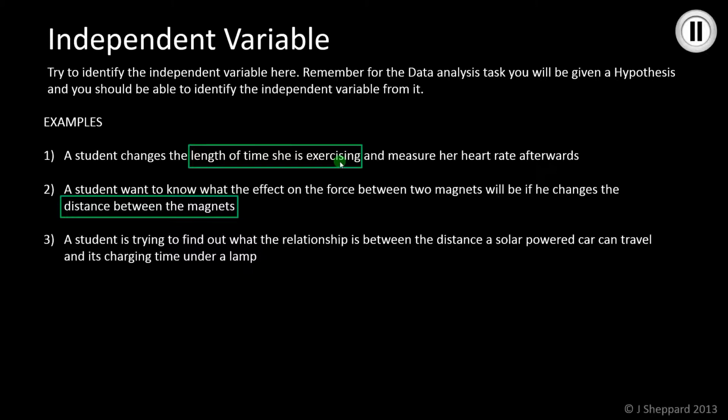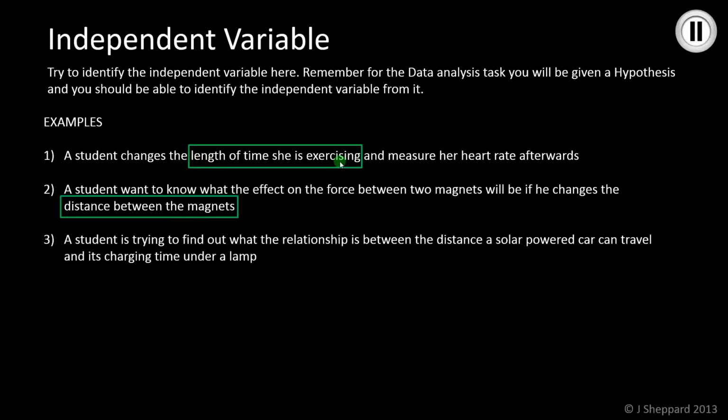And finally, a student is trying to find out what the relationship is between the distance a solar-powered car can travel and its charging time under a lamp. And this example comes from, if you've looked at it, the discussion about outliers. And again, there's no word affect here or nothing about changing one thing. It's all talking about the relationship. You've got to think about what's going on, okay?